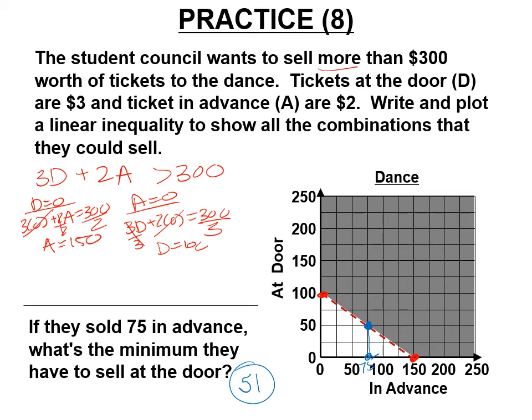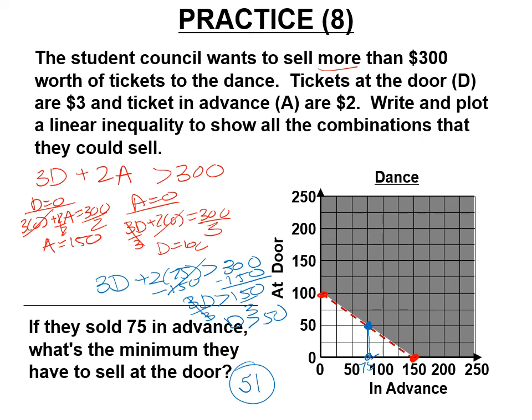But let's just check the math. If we put 75 in advance into the inequality, you get this. 2 times 75 is 150, so I'm going to subtract 150 from both sides. And so we get 3d is greater than 150, divide both sides by 3, and d has to be greater than 50. Since you can't buy half a ticket, that means you need to sell 51 tickets if you sell 75 in advance to make your $300.